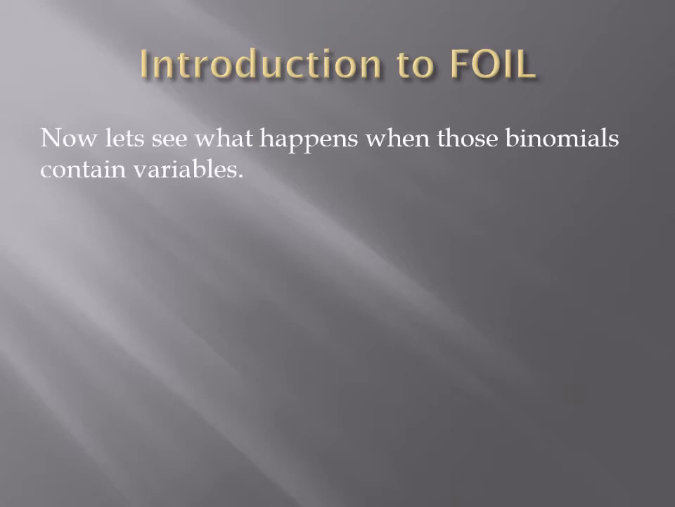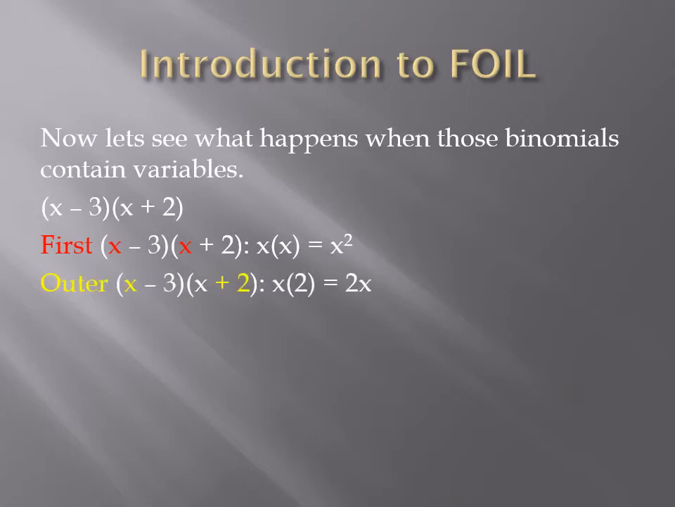So now let's see what happens when we add variables to our binomials. In this case, we're going to use the quantity x minus 3 times the quantity x plus 2. So our first terms are both x, so x times x is equal to x squared. Our outer terms are x and a positive 2, which means we get x times 2, or 2x. Our inner terms are negative 3 times x. Negative 3 times x is a negative 3x.